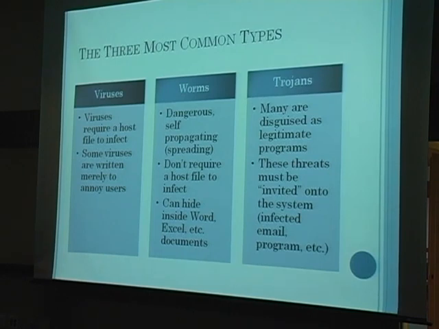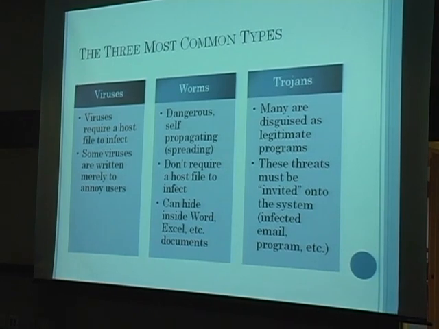Another type of threat is a worm. It's a self-propagating threat, which means it has its own code, so it's going to automatically send out emails or seek out other computers on the network and spread like that. It does not require a host file, which makes it even more dangerous because it can hide in your pictures, in your Word documents or Excel documents, or any documents that you use on a daily basis.